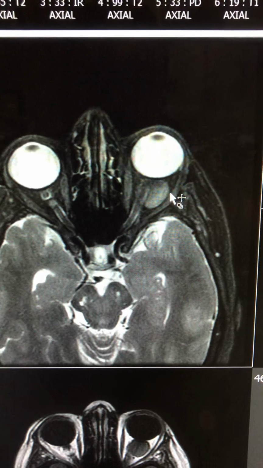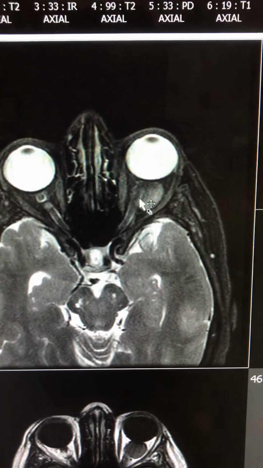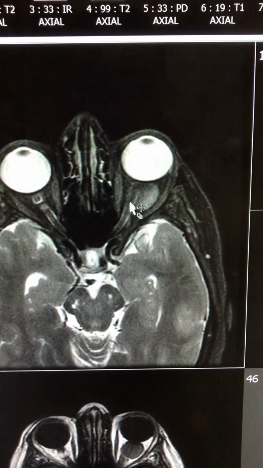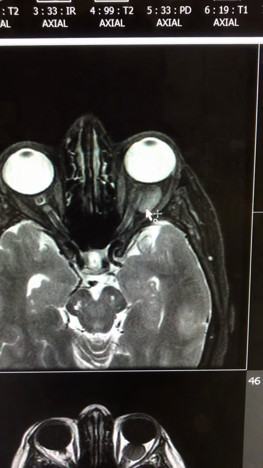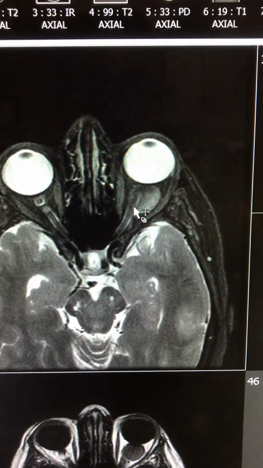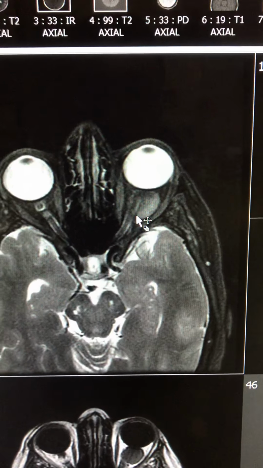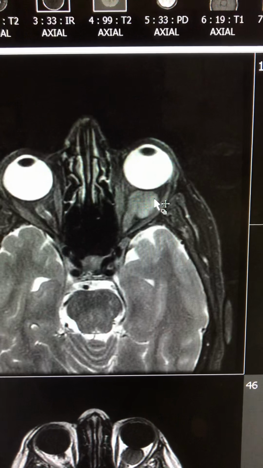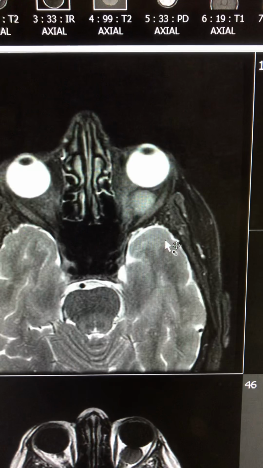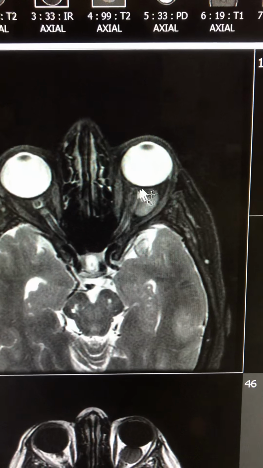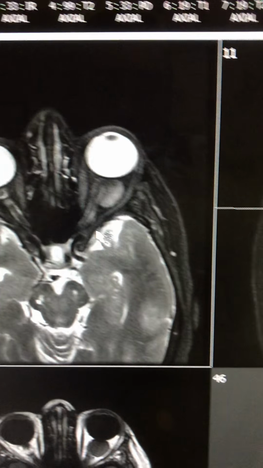lesion which is within the extraocular muscles. So this is what we describe as an intraconal lesion. It is surrounding the optic nerve, which you can see on the side of this tumor. It is not causing major compression on the eye globe. It remains within the intraconal space without extension to the optic canal.